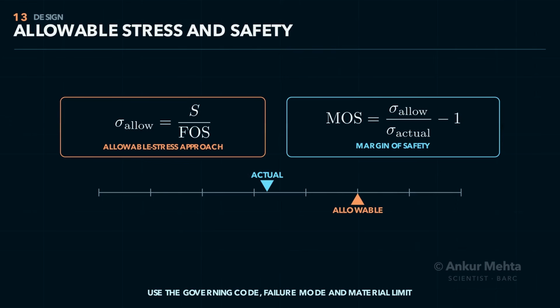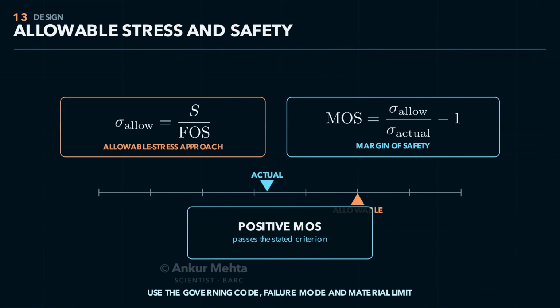The factor must cover uncertainty in loading, material properties, dimensions, modeling, and consequences of failure. Margin of safety is allowable stress divided by actual stress minus 1. A positive margin passes the stated criterion. A negative margin does not. Modern design codes may instead use limit states and partial safety factors, so the governing standard always takes priority.